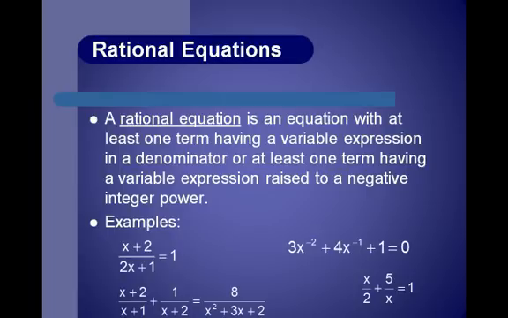So just as a rational number was a fraction, a rational equation is not just an equation with a fraction, but the fraction has to have a variable in the denominator. Some examples are (x plus 2) over (2x plus 1) equals 1. 3x to the negative 2 plus 4x to the negative 1 plus 1. If you'll remember, an x to a negative power means reciprocal, so this is the same as saying 3 over x squared plus 4 over x plus 1 equals 0. And you can see different variations of the rational equations.